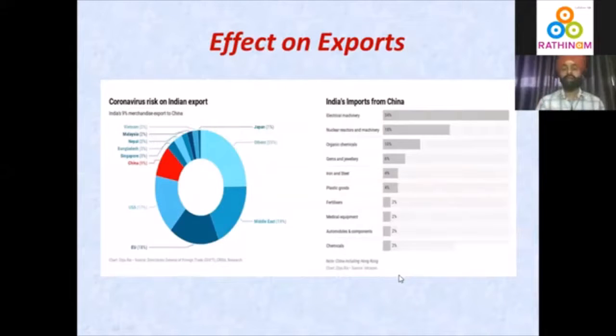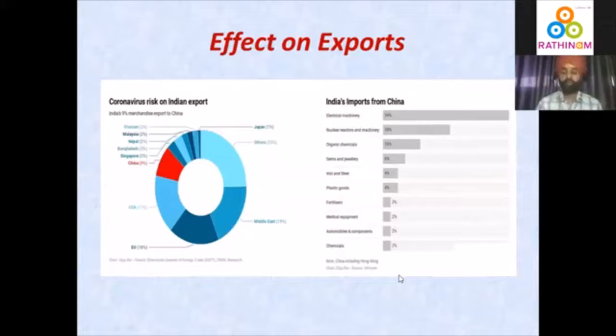Now, when you say India's imports from China, what we need to diversify is electrical machinery. Like 34% of electrical machinery comes from China into India. These can be got from Taiwan. Well, we'll be surprised. Nuclear reactor and machinery: 18% of India's imports is from China for nuclear reactors and machinery. Now, of course, the government of India is one of the largest importers of this kind of products. And as a conscious decision in the recent past, they've decided to look at alternate supplies for that.